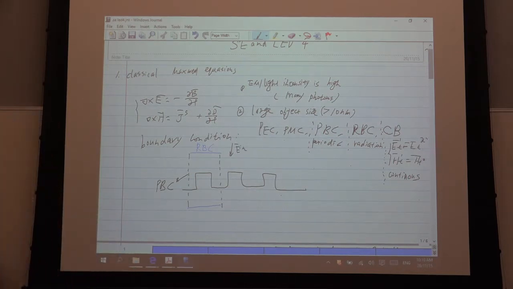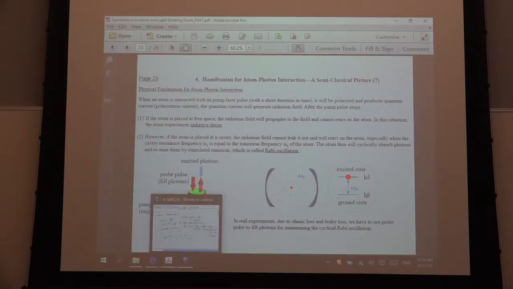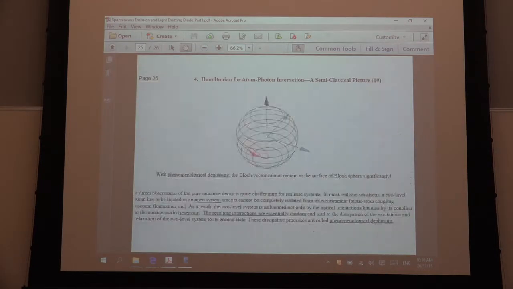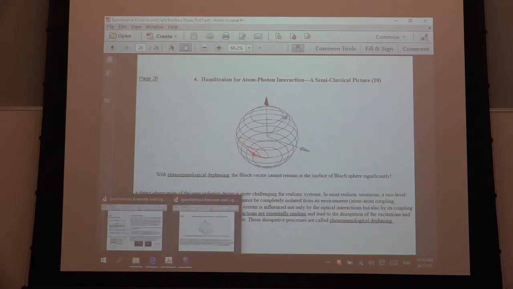Okay. I'm not saying that the sun is not classical, but the point is, I have no time because I have to move forward for my lecture. I cannot discuss too much here.